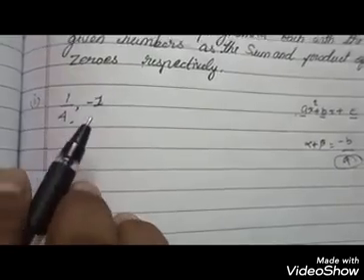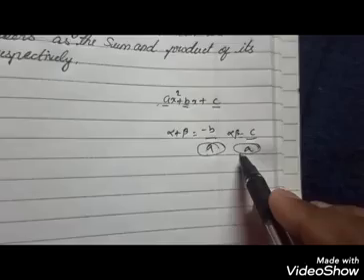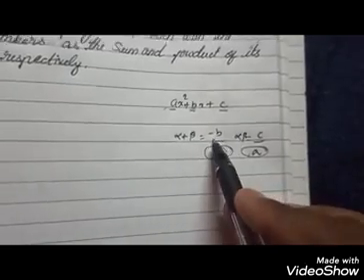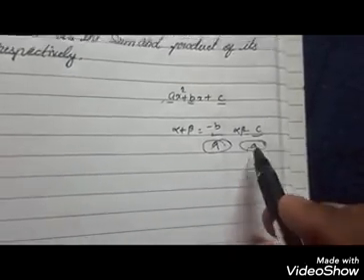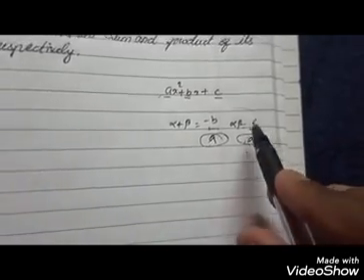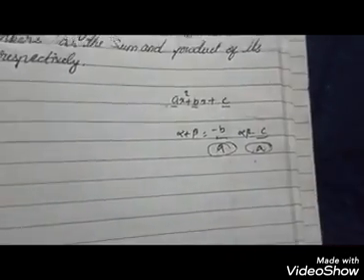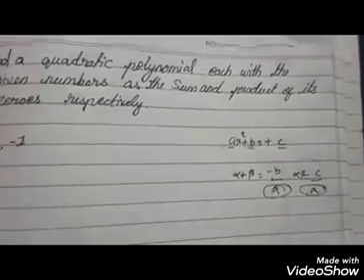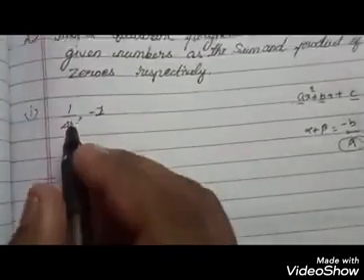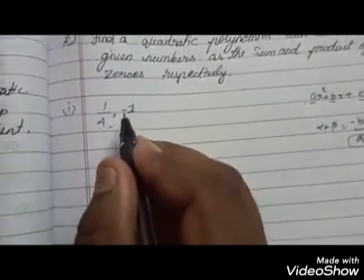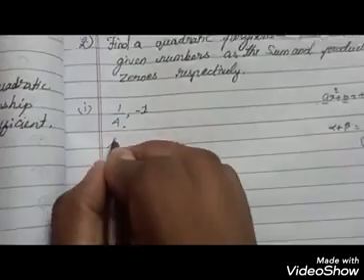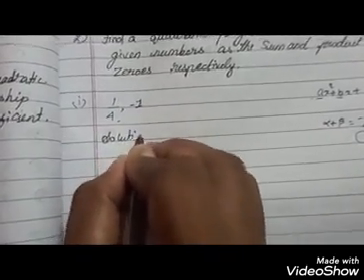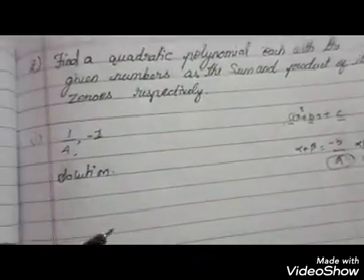So by using this alpha plus beta and alpha beta, we have to compare the denominator and directly take the values of a, b, c, and we have to put those values of a, b, c in this basic formation. After that we get the quadratic polynomial expression. So the first question, 1 by 4, minus 1. So in the solution they are already given sum and product of zeros.